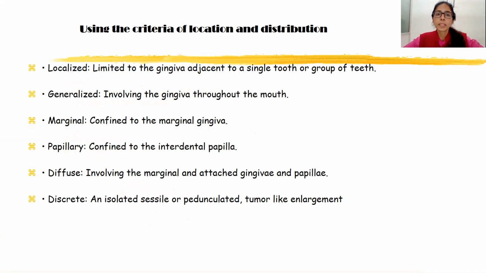Now, depending upon the area, upon the distribution of enlargement, it could be either localized or generalized. Localized is limited to a few teeth, generalized when it is more than 30%, marginal when it is confined only to the marginal gingiva, papillary only in the interdental papilla, diffuse when it is involving the marginal and attached gingiva. Discrete is when it is localized, limited to a tooth, and diffuse is when it is involving the marginal gingiva, the attached gingiva, and sometimes also extends into the alveolar mucosa. That is diffuse because it is spread out, as the name suggests.